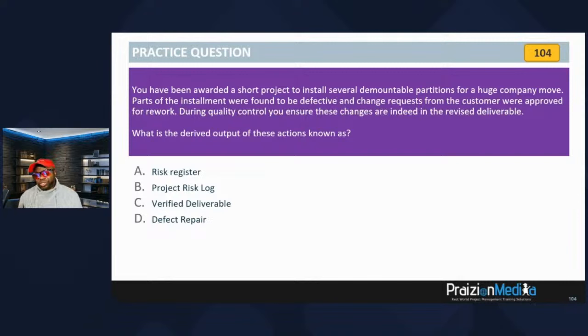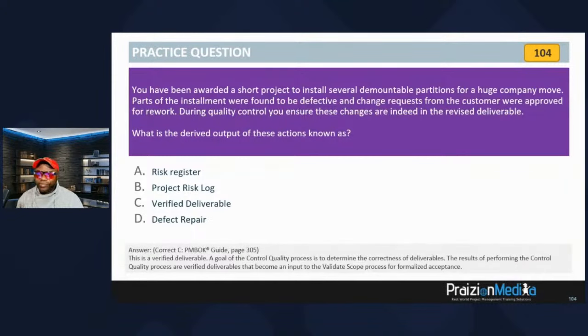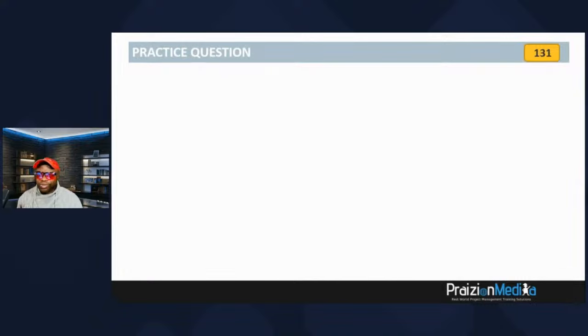All right, this should be an easy one if you have been in the world of the PMI long enough. And we throw in the PMI jargon every now and again just to test your loyalty to the process and the PMI lingo. The best answer to this is C. This is a verified deliverable. A goal of the control quality process is to determine the correctness of the deliverables. Now, while the PMI is not going to give you a verbatim question laden with processes and outputs, they do appear from time to time. So it is good for you to know thy process. Let's move on to the next one.